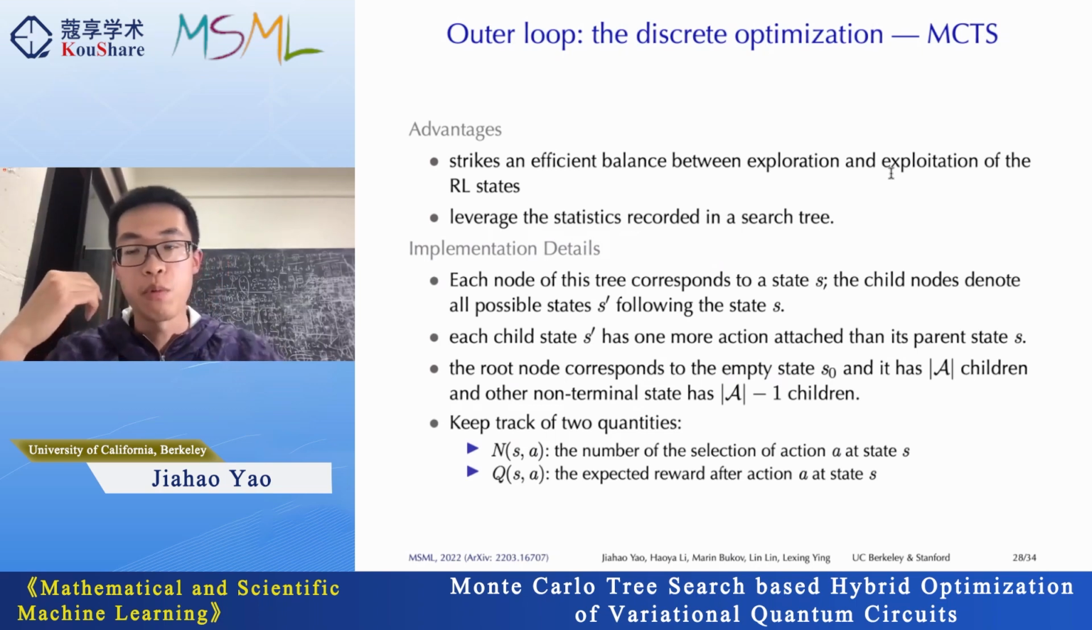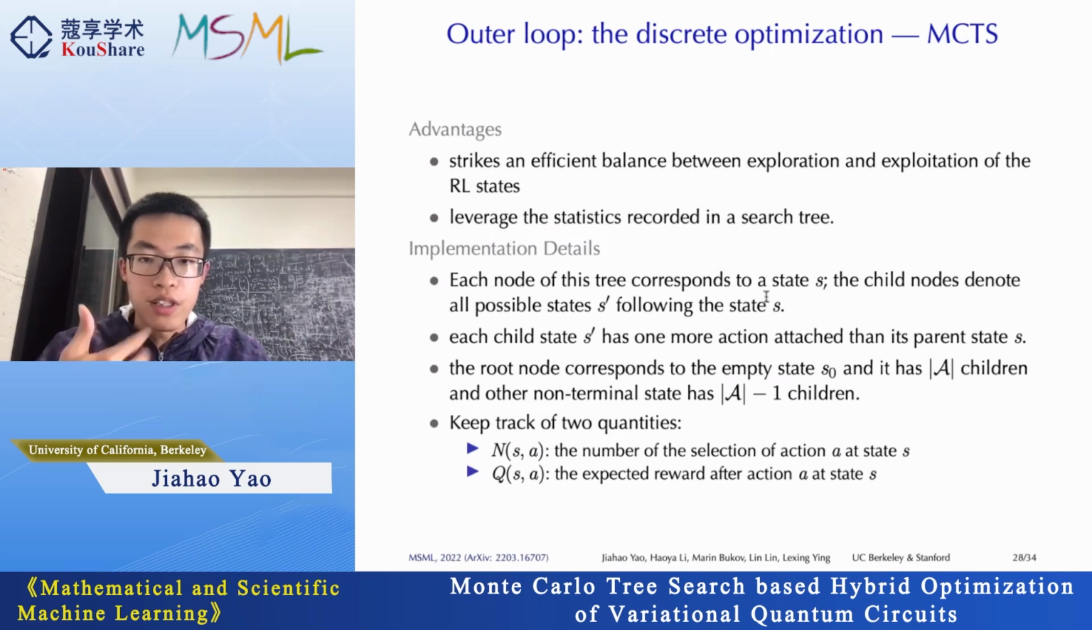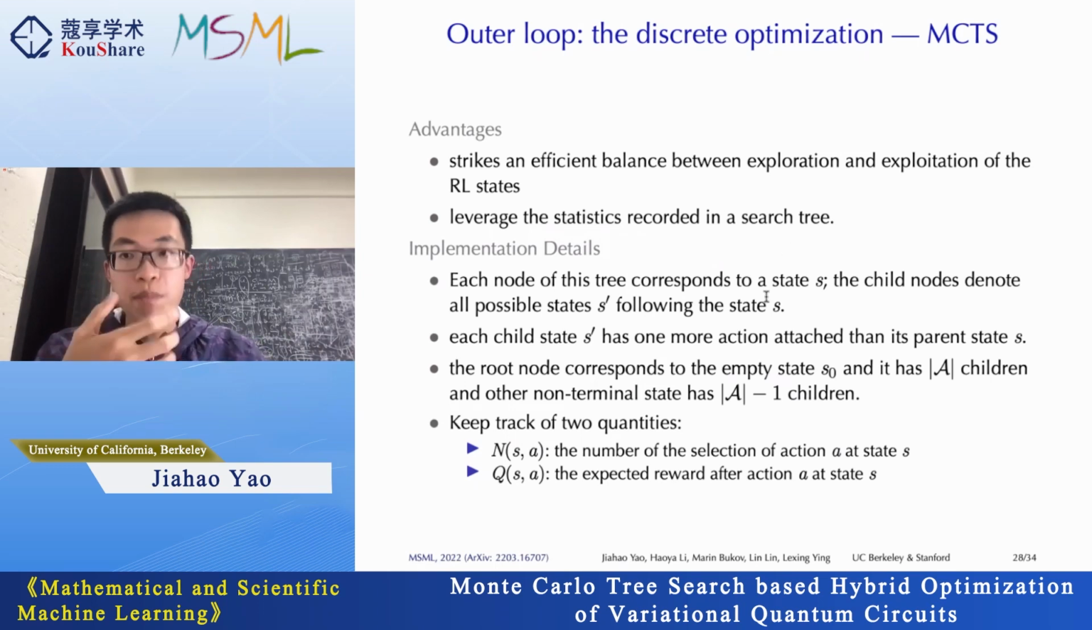So for the outer one, the discrete optimization, Monte Carlo tree search is really a good way to strike the balance between exploration and exploitation. It also leverages the statistics in the search tree so that it can get rid of local minima if it tries to explore another part of the tree. For the details of this tree, we keep track of two quantities: the number of selections of the action at each state, and also the expected reward for each action at each state.